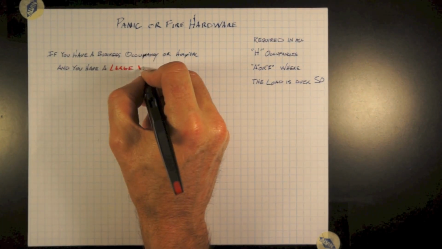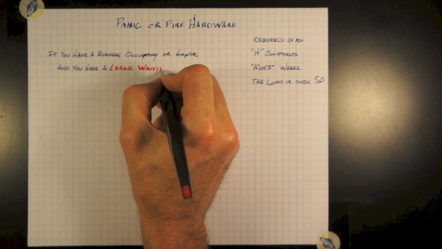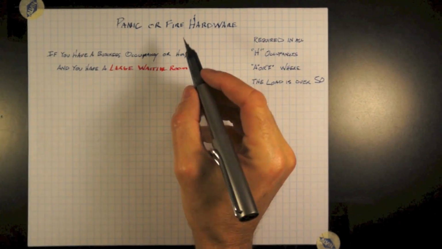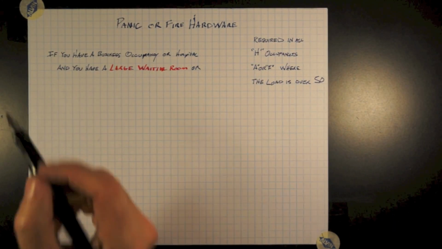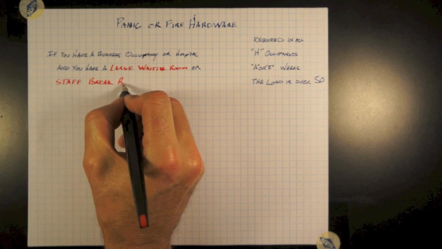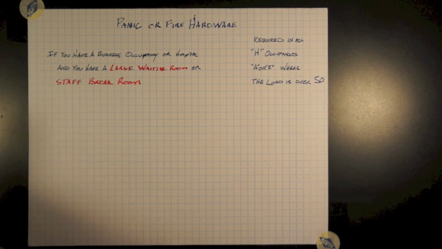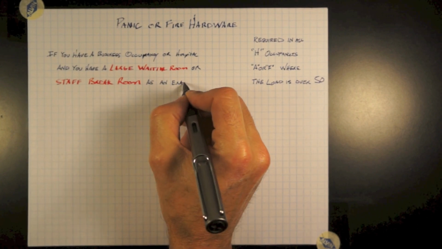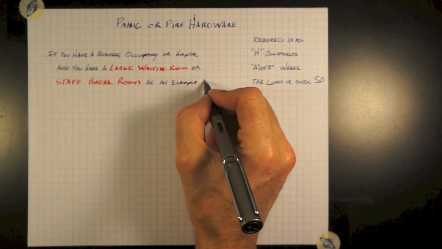For just because it is not an educational building, you could have an educational space, and panic hardware would be required on those doors leaving that space and all doors all the way through the common path of travel outside the building to the public way.